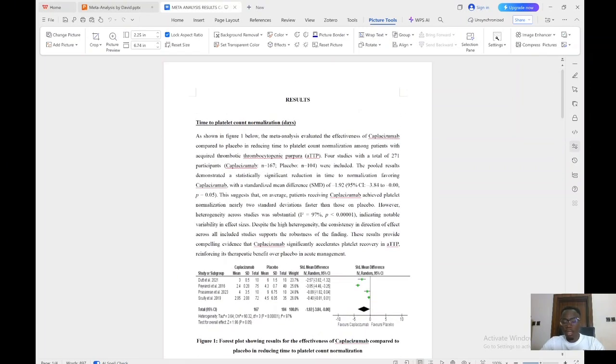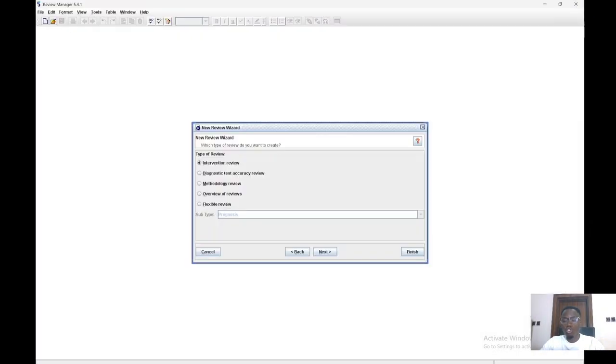Now, the next thing I'm going to do is show us the completion of the interface of Review Manager. Then we can explore some practicals straight away.